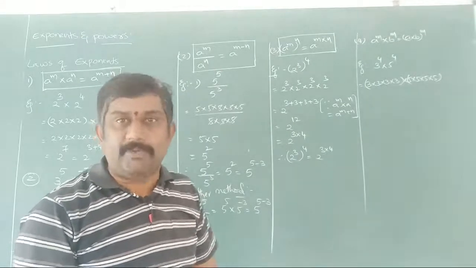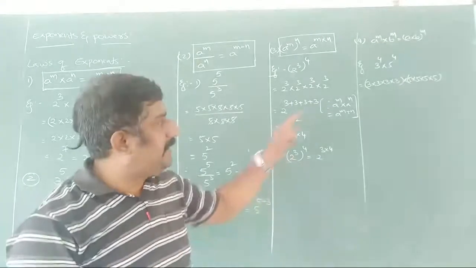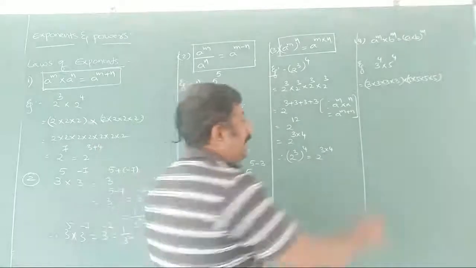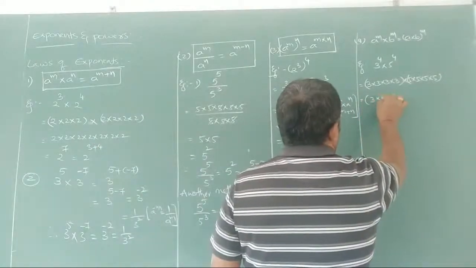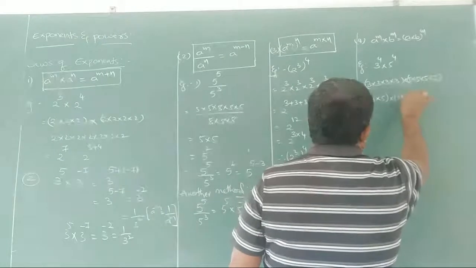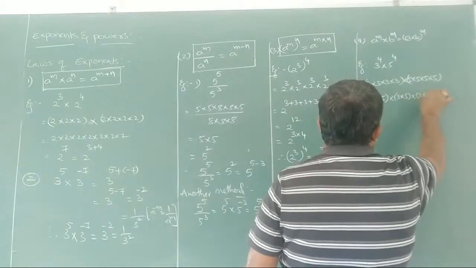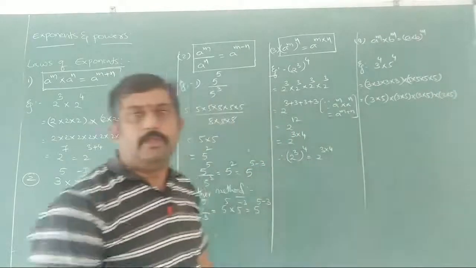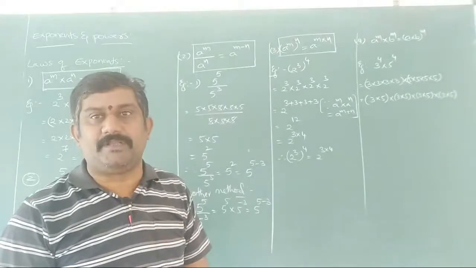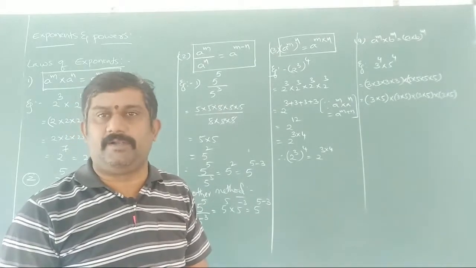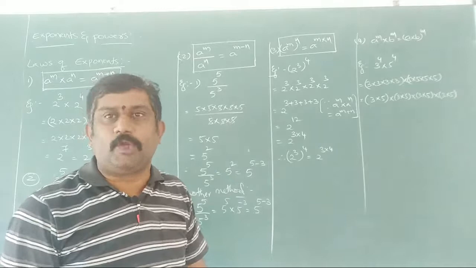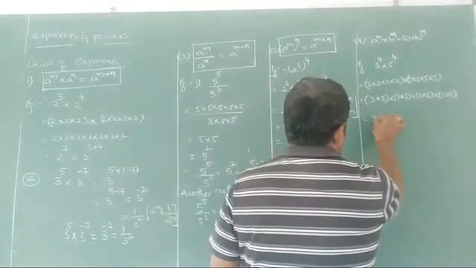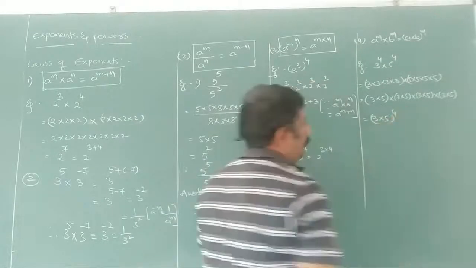Now what I am doing here, just I am going to make these into 4 groups. How it is going to be? I am writing in the first group as 3 into 5, 3 into 5, 3 into 5, 3 into 5. You observe here, I made 4 groups here. How many groups we got here? 4 groups we have here. So what can we write now? We can write as 3 into 5 whole to the power of 4.